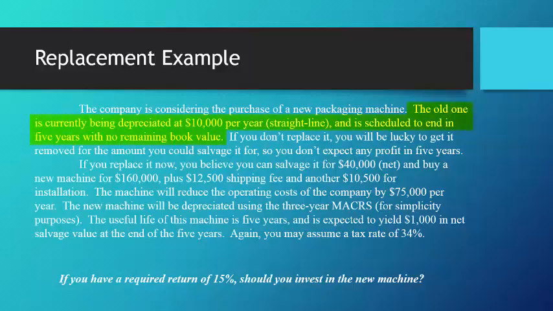Notice up toward the top it says the old equipment is currently being depreciated at $10,000 per year straight line and is scheduled to end in 5 years with no remaining book value, which implies that the book value currently, right now, is $50,000. It is critical to understand that we have $50,000 that this is worth on the books. I think I can get $40,000 out of it if I had to salvage it right now.